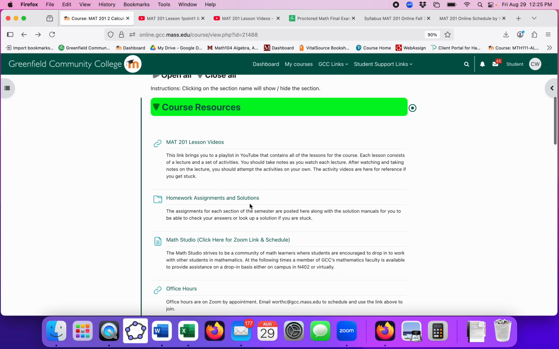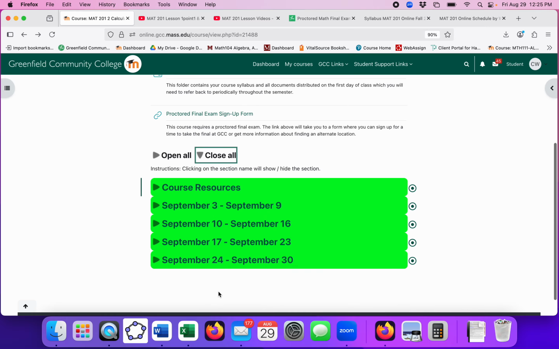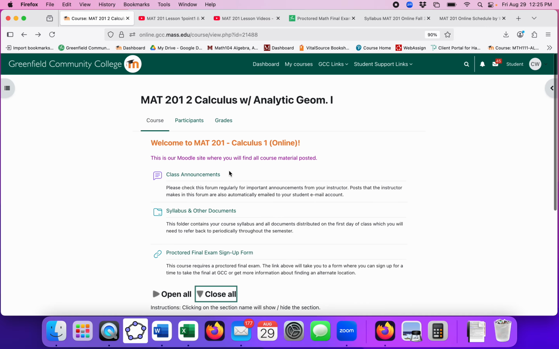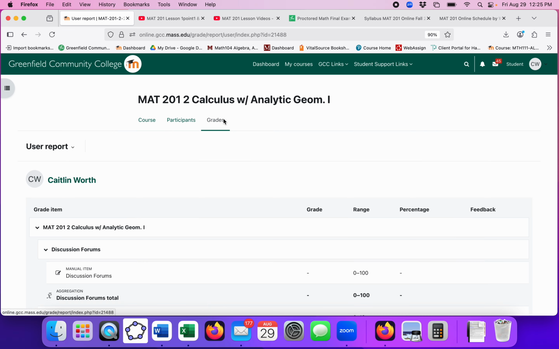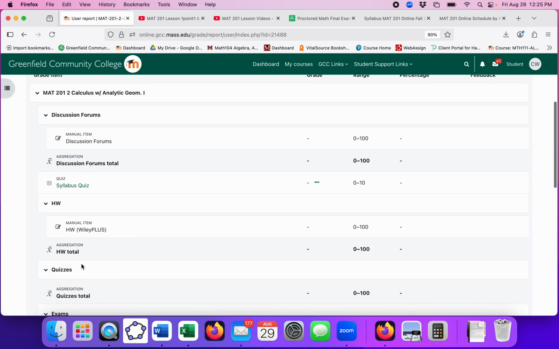All right, so that pretty much covers our overview of the course, what to expect, what it's going to look like, what you're going to be doing each week. I just want to show you, if you want to check your grades, they are in this tab over here. And you can see each item, your grade will populate in these little blanks as you complete them.